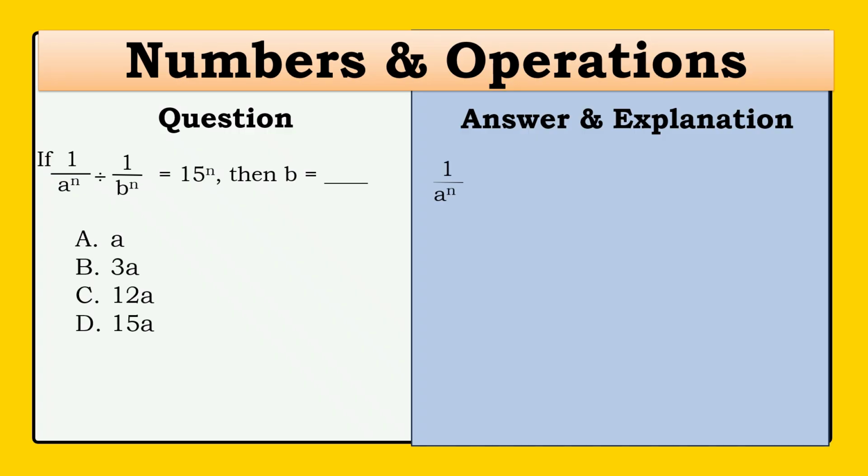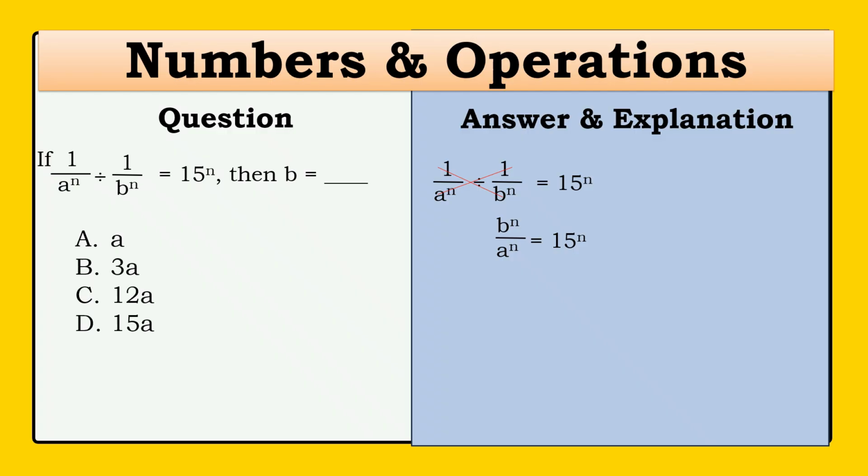Alright, let's solve. So 1 over a to the n divided by 1 over b to the n, which is equal to 15 to the n. First, we're going to solve the left side, and this is division of fraction. In dividing fraction, we can use the cross multiplication. So 1 times b to the n is equal to b to the n, and 1 times a to the n is equal to a to the n. So we have b to the n over a to the n is equal to 15 to the n.